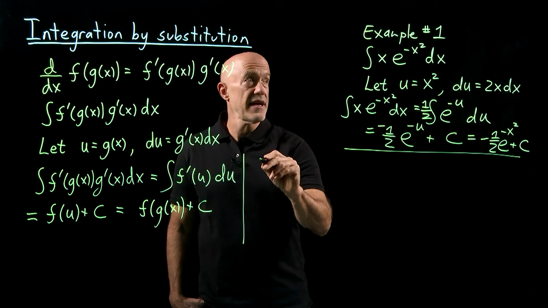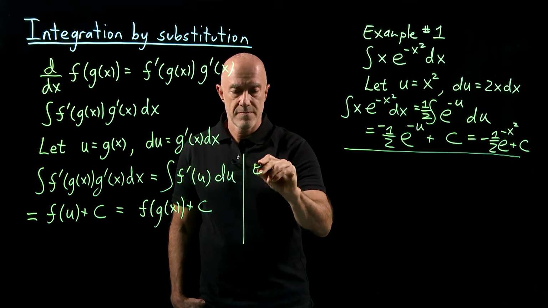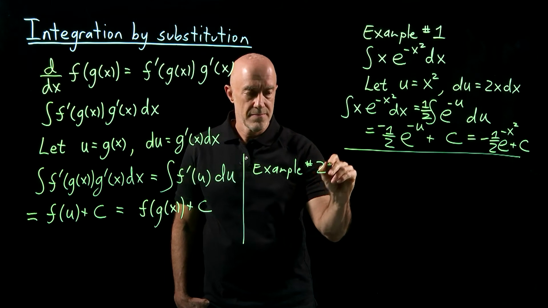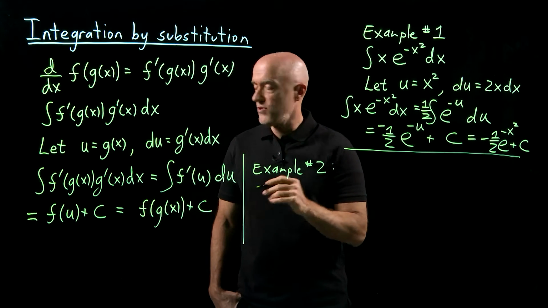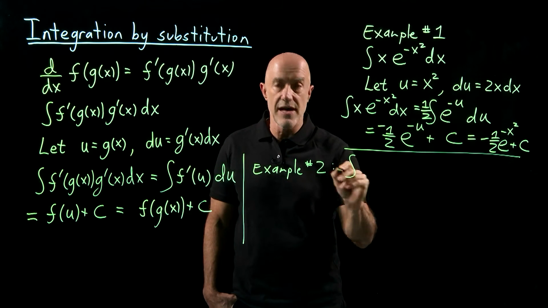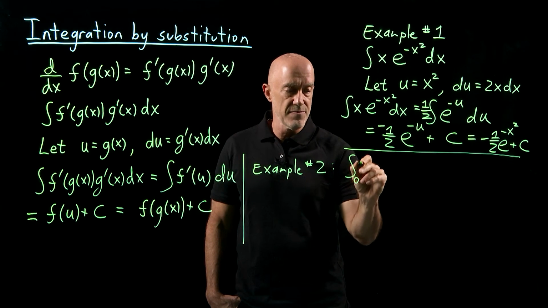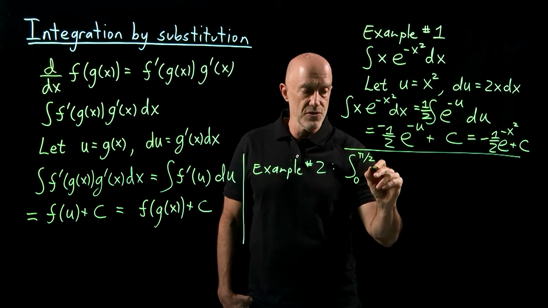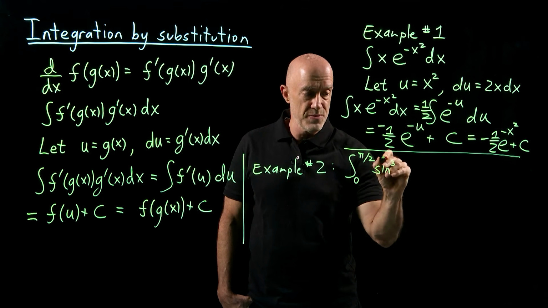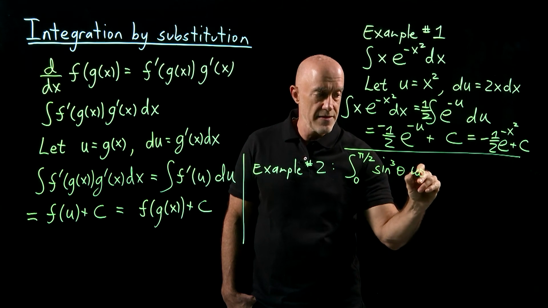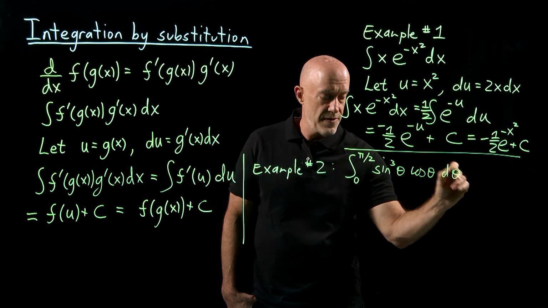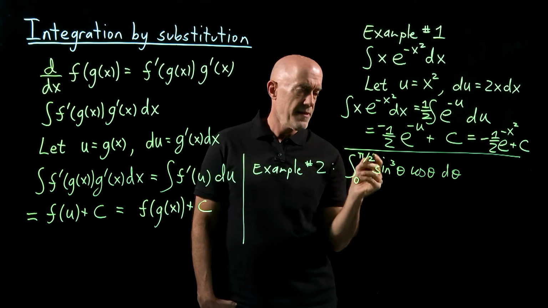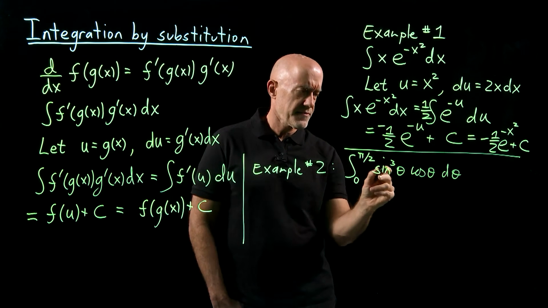So let's look at example number 2. This one we can do a definite integral, so I can show you how that works. So let's say the integral from 0 to pi over 2 of a trig function. I'll choose sine cubed theta cosine theta d theta. Okay, so now we're looking for a substitution. How do you do this?